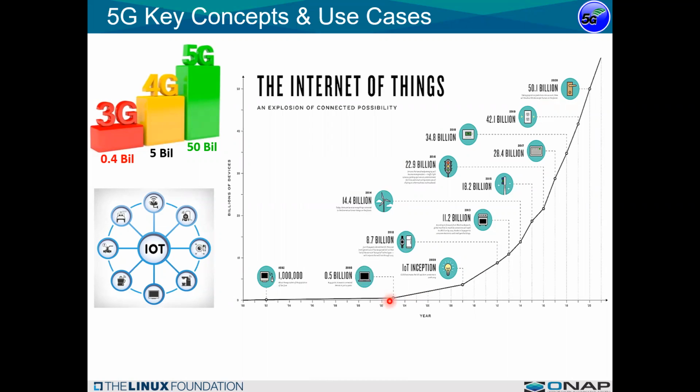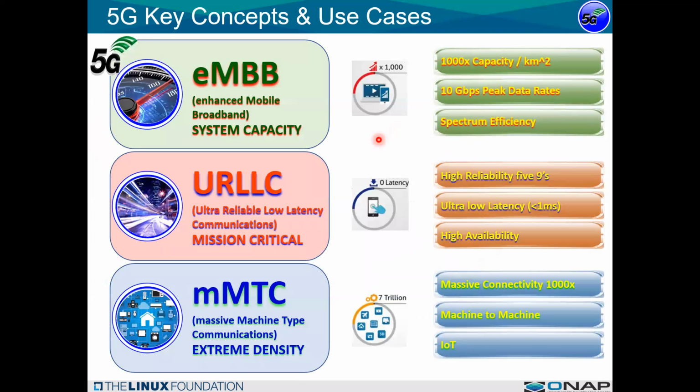So in 2003, we have 500 million devices in 3G. And then as we rise into 4G, we have 5 billion devices, and then today we have 50 billion devices connected to the network.